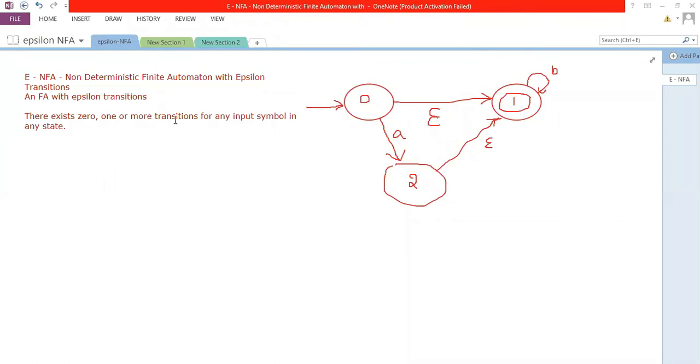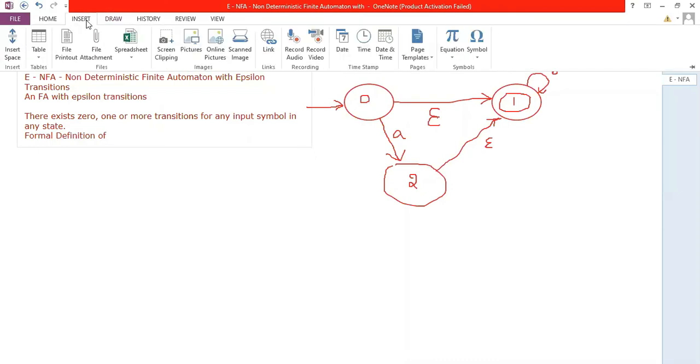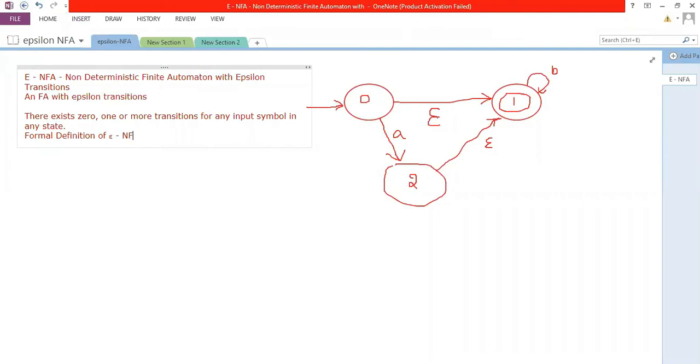That's fine. Now how do I define it formally? We know already, since I said it is similar to NFA, so we can define it very easily. So the formal definition of epsilon NFA is the same. It is a 5 tuple system.